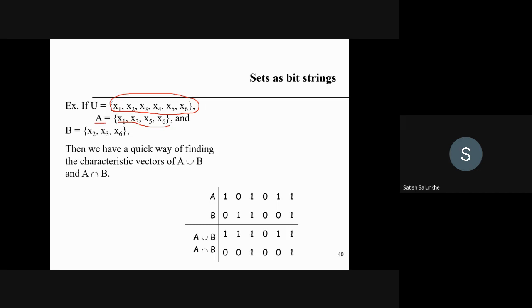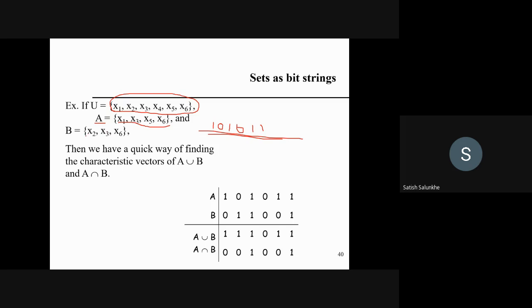So x1 belongs to set A, so the membership value of x1 in A is 1. What is the membership of x2 in A? It is 0. It is not belonging. X3 is belonging. X4 is not belonging. X5 is belonging. X6 is belonging. That's it. This is just the membership value of all the elements belonging to the universal set, their membership value in set A. So this is the membership value. That's it.